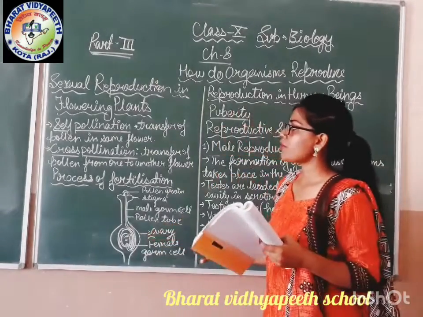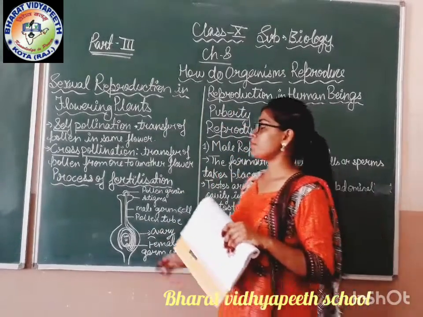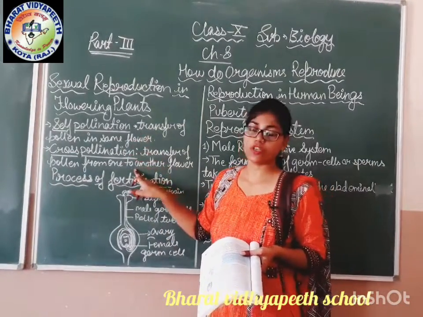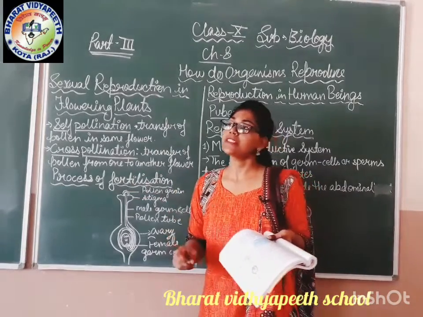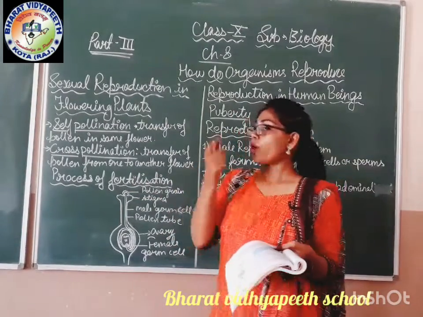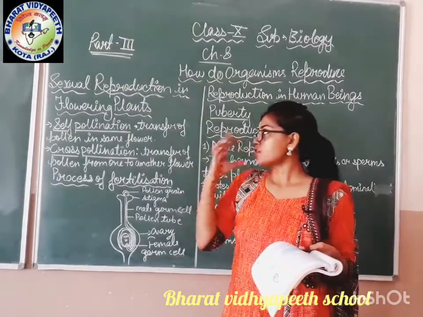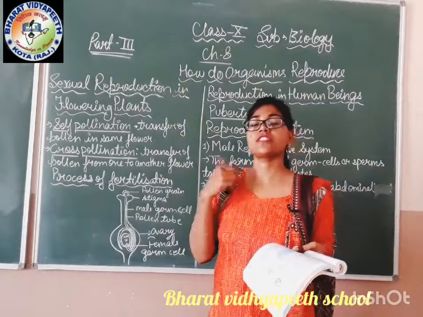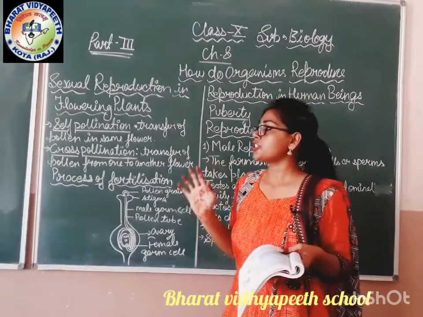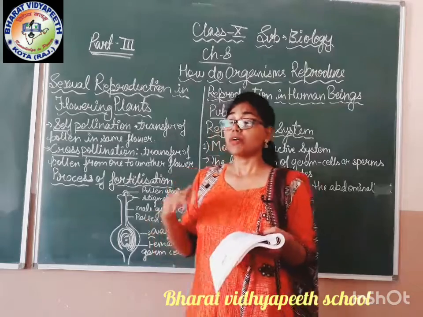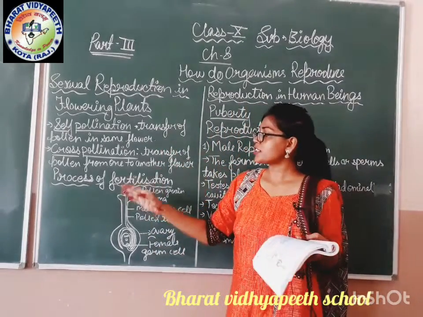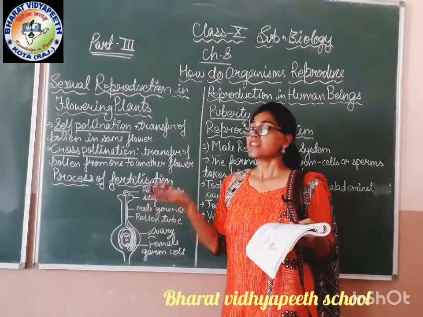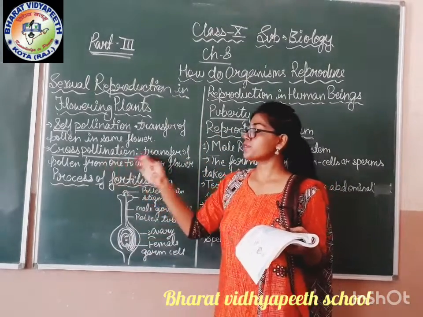Now we are going to study the two processes of pollination in flowering plants: first is self pollination and second is cross pollination. What happens in self pollination? When the pollen grain is transferred within the same flower, that type of pollination is known as self pollination. But when the pollen grain of the plant is transferred from one flower to another flower, that type of pollination is known as cross pollination.